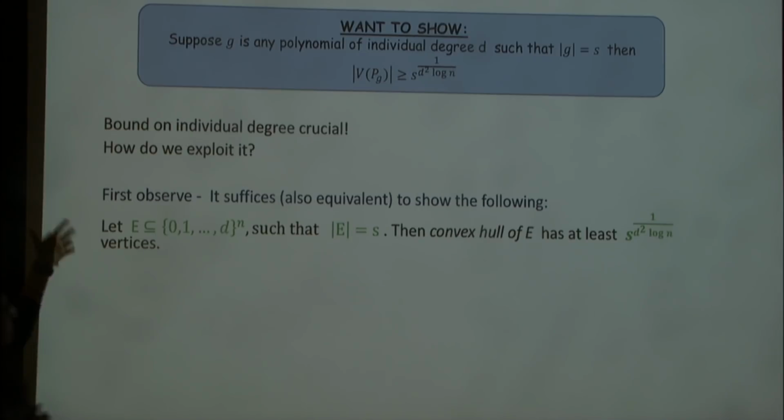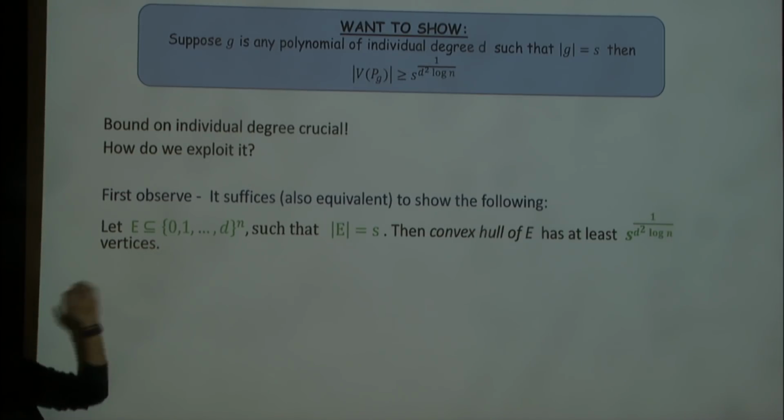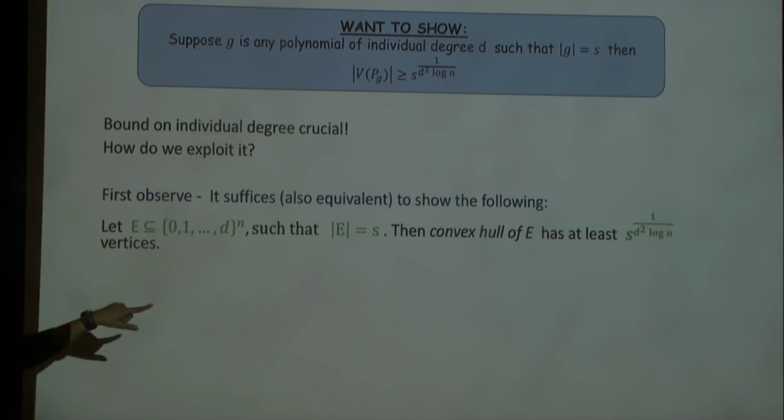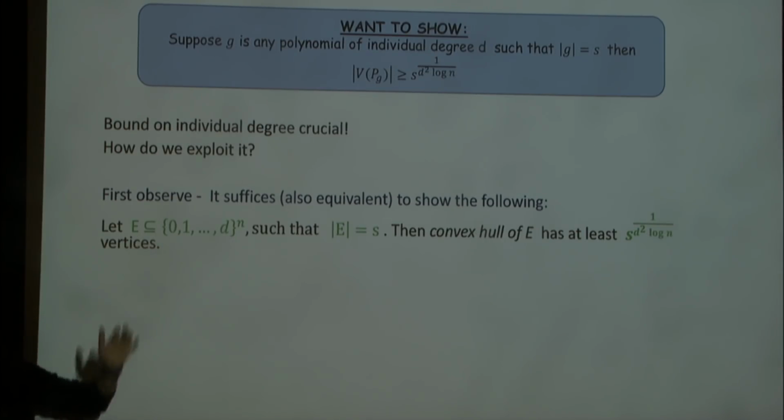And so our problem is equivalent to showing the following. Let E be an arbitrary subset of {0, 1, ..., d}^n of size s. Then if you look at the convex hull of E, it should have many corner points. Let's forget about polynomials now, and individual degree, etc. You just have a set of points, a subset of {0, 1, ..., d}^n of size s. Then the convex hull needs to have many corner points. That's what we want to show.